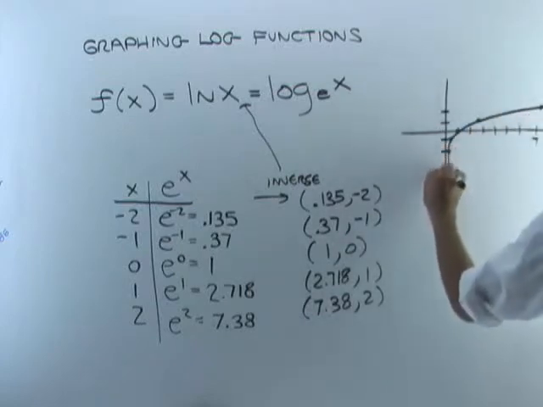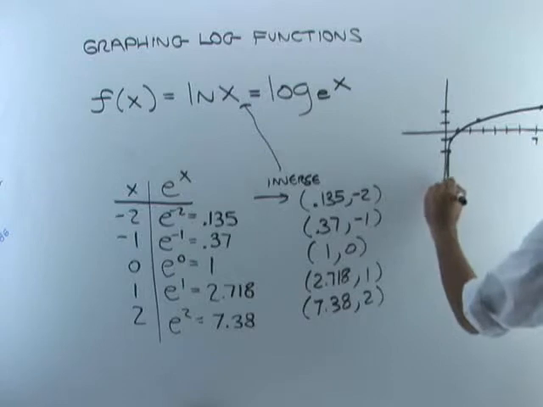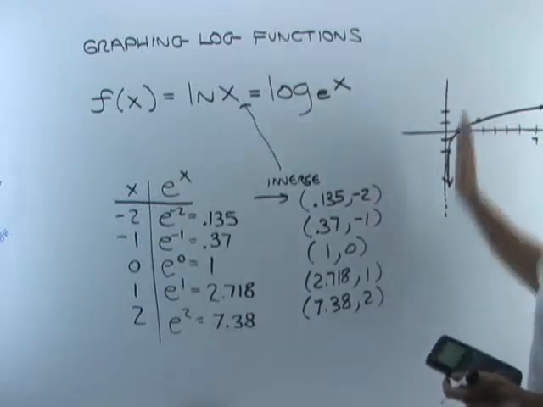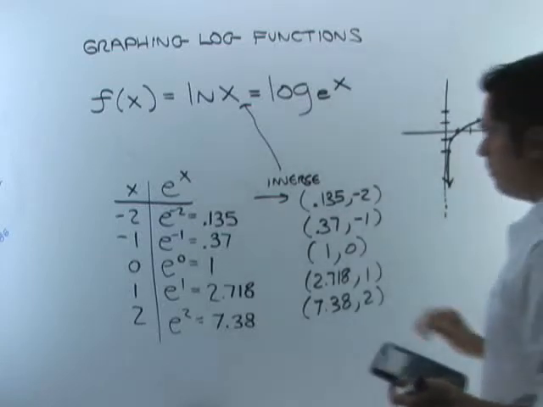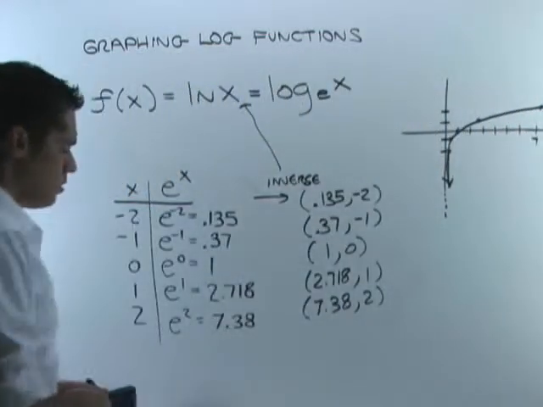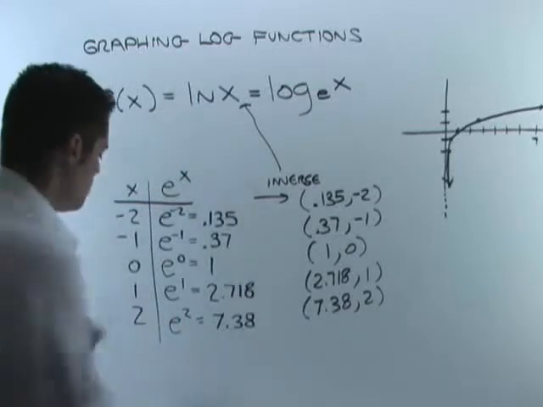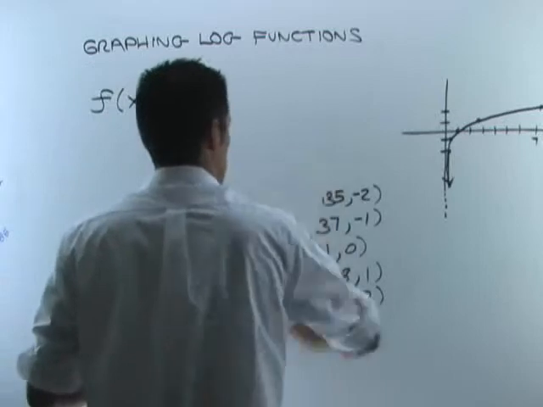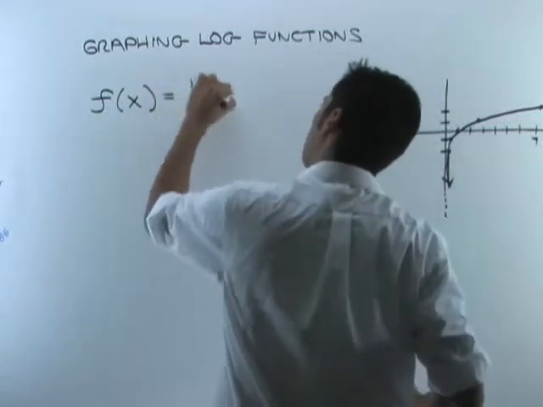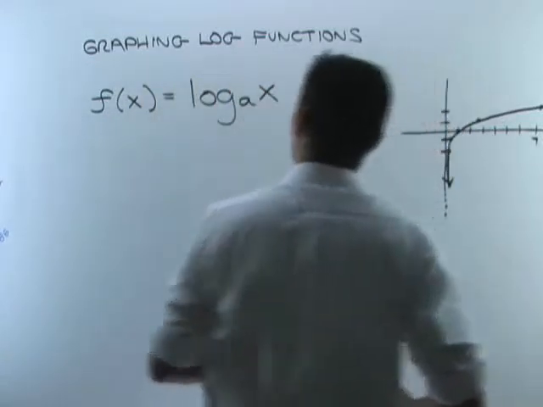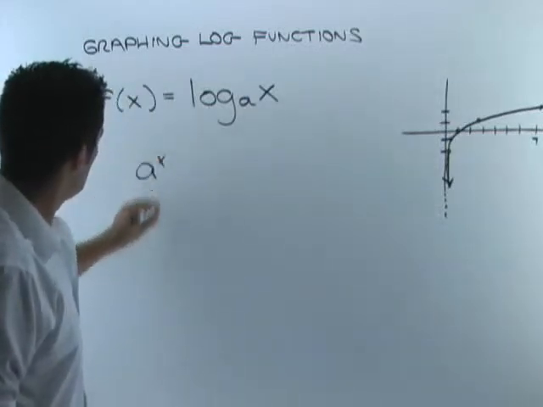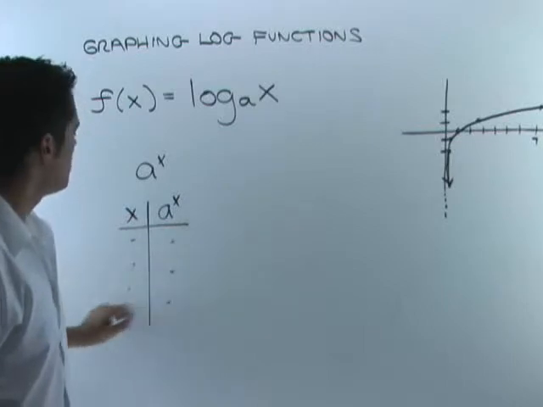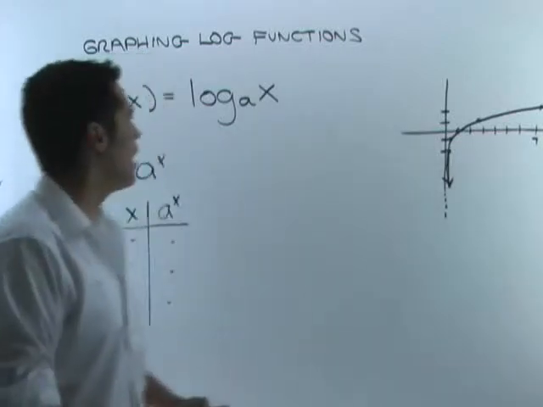The good thing is all these log functions look pretty much the same, just like the exponential ones did. We still have a vertical asymptote at the y-axis. So that's the graph of the natural log of x. Just to summarize, if someone gives you a log function, say log base anything, you want to look at a to the x, make a table, here's x, here's a to the x, find your points, flip them over, and plot them, and you've got it.